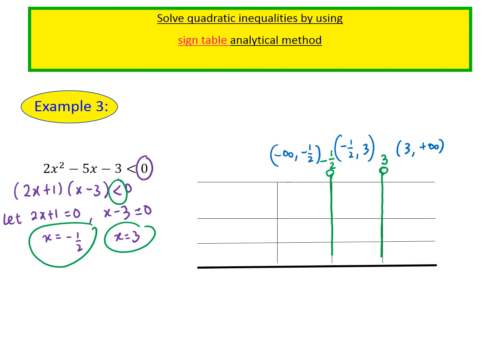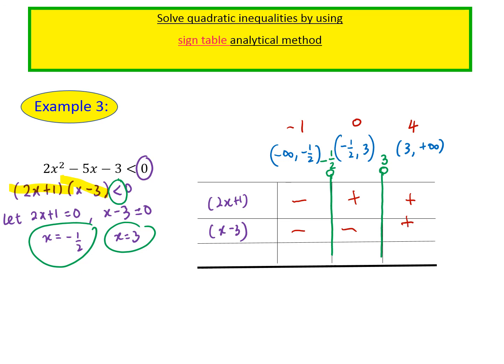Okay, next I'm going to build my factors. So my factors are 2x plus 1 and x minus 3. Fill them in. Now I'm going to put in my test values. Say here I have -1. Here I can choose an easy number, 0. Here I can have 4. So press your calculator, see what's going to happen. This will give me negative, positive, positive. This will give me negative, negative, positive.